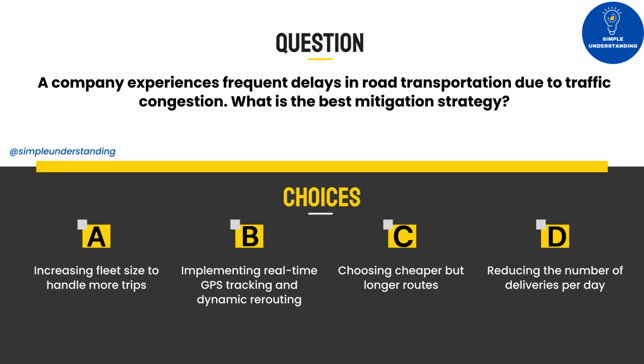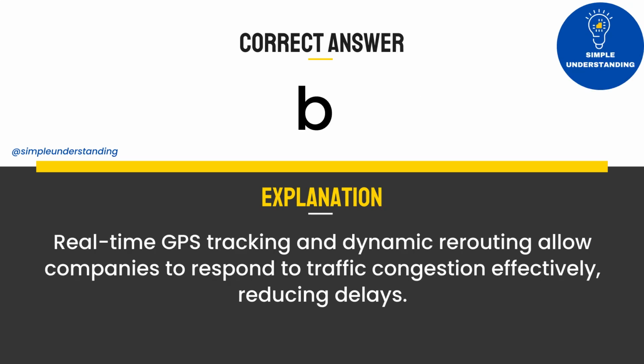What is the best mitigation strategy? A. Increasing fleet size to handle more trips. B. Implementing real-time GPS tracking and dynamic rerouting. C. Choosing cheaper but longer routes. D. Reducing the number of deliveries per day. Correct answer, B. Explanation: real-time GPS tracking and dynamic rerouting allow companies to respond to traffic congestion effectively, reducing delays.